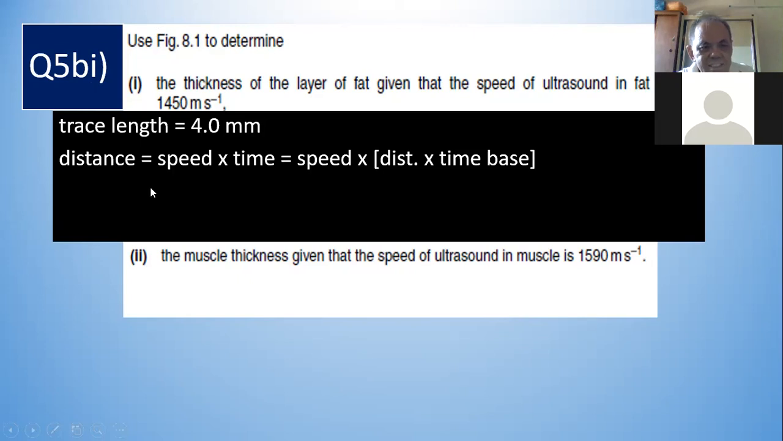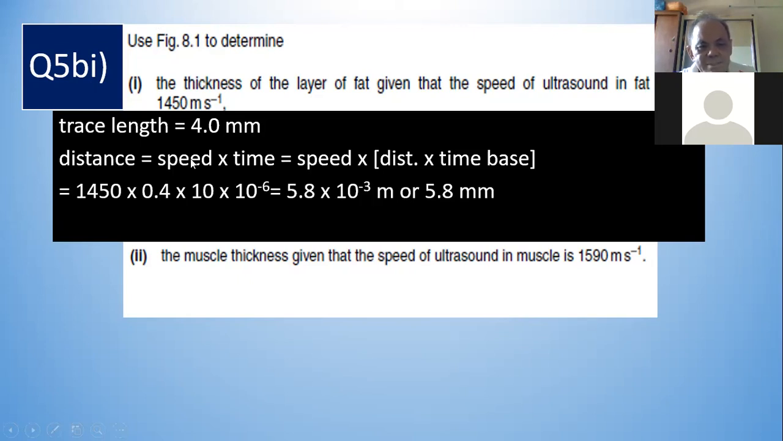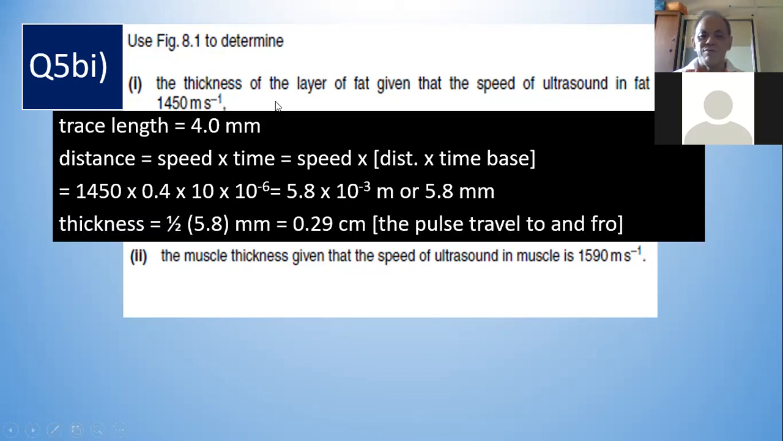So distance is speed times time. Speed, that's the distance on the CRO times your time base. So the speed you are given, that's the speed. That's why we convert 4 millimeter to 0.4 cm. And then there's the time base that we use. Either you can write in meter or 5.8 millimeter. And we have to divide by 2 to get the thickness because the pulse is traveling to and fro. Same calculation.